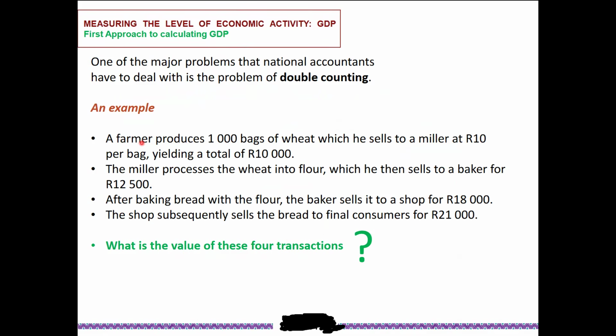We're only focusing on the value which was added by each participant. So a farmer produces 100 bags of wheat, which he sells to a miller at 10 rand per bag, yielding a total of 10,000, right? So if you say 1,000 times 10, you get what? 10,000, right? So the farmer gets what? 10,000 for producing the bags of wheat, right?